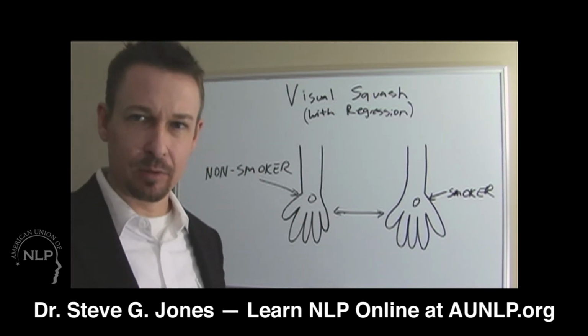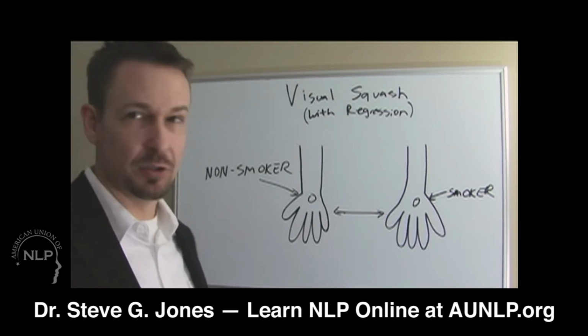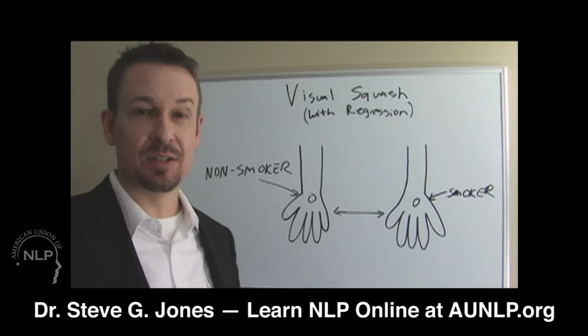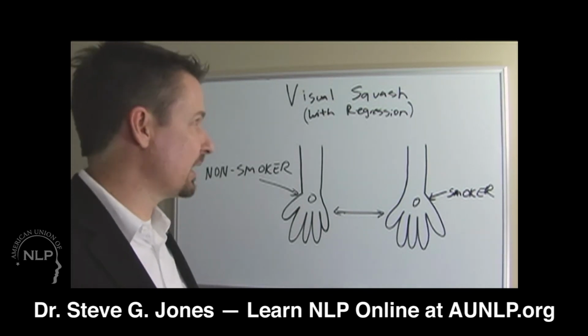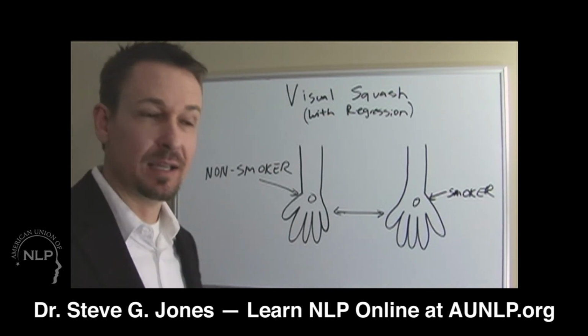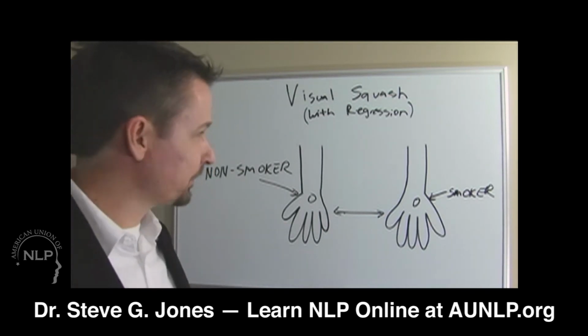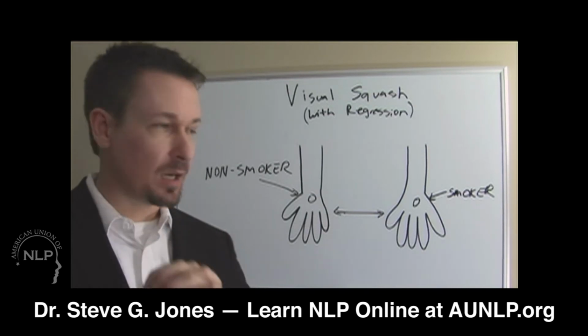Once you have that established, you can begin the procedure, and you can begin the visual squash. In this case, it's going to be not only a visual squash in the sense that they are seeing it, but it's actually happening also. So it doesn't have to happen in real time in order for there to be a visual squash, but with this example there's actually going to be the hands coming together.